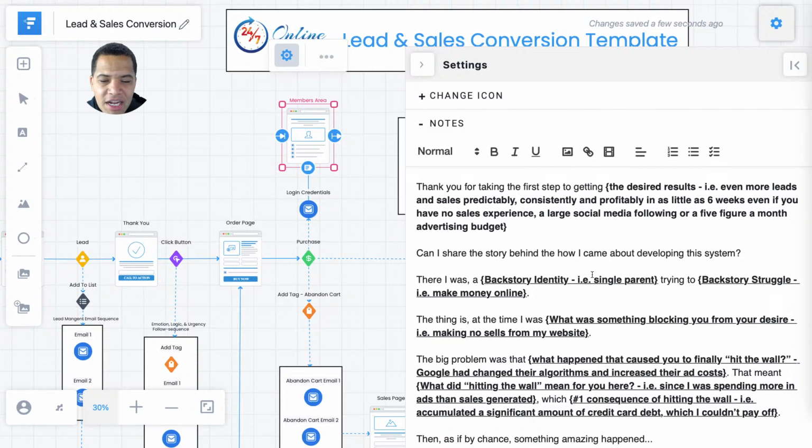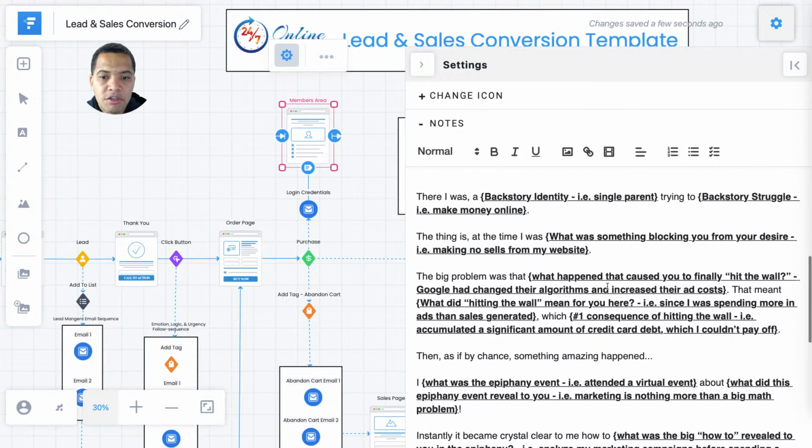So before, I was a single parent, which is true. Then comes the backstory struggle: I was trying to make money online to bring in more income because I was a single parent. Then you say the thing is, at that time I had a website, I had everything going, whatever your story was. What was blocking you from reaching your desired goal? That's what we're going to talk about.